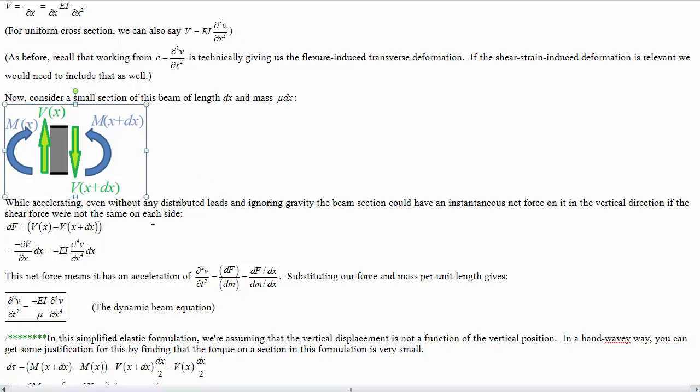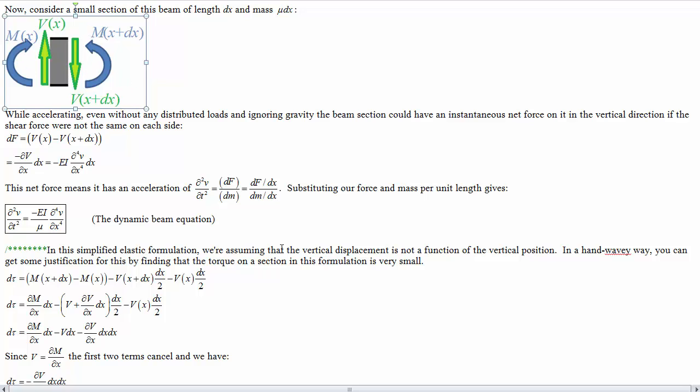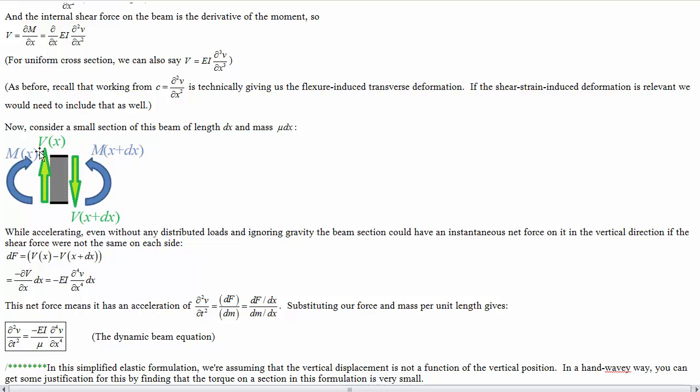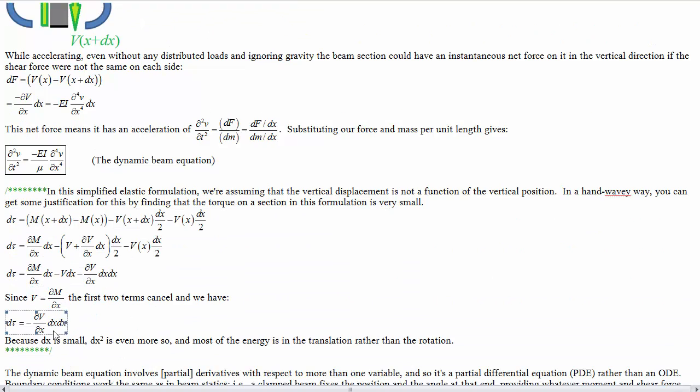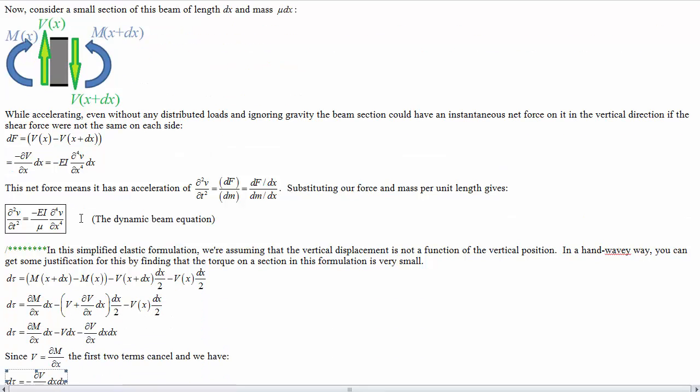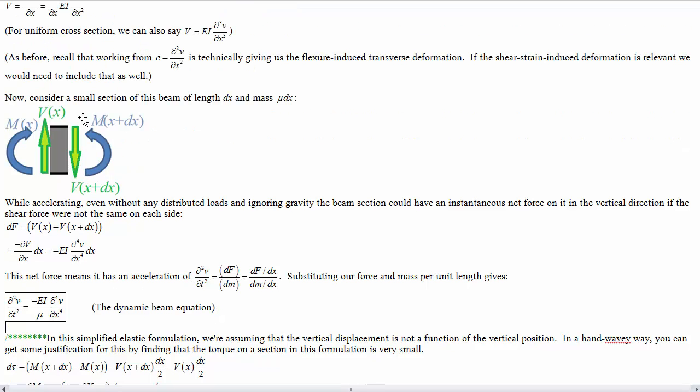You might be wondering in this derivation why we didn't have to consider the moments. There's a little bit of a proof here that you can go through that shows that the moments, in terms of a net torque, produce a negligible amount of torque on an infinitely thin section. Suffice it to say that this is the dynamic beam equation. It's not perfect, but we're going to be looking at some of the applications of it, and there's a large range where it's typically valid, generally for quite thin beams, where flexure dominates.